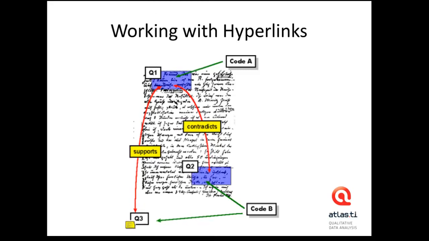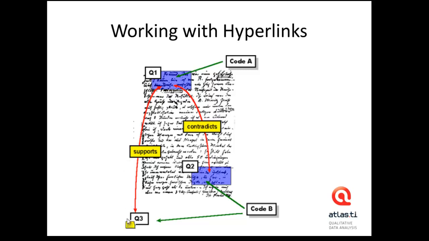So now let's move on to the next main topic here, working with hyperlinks. And when you work with hyperlinks, you work actually on the data level. So there's no need actually to code. You can just simply create quotations in Atlas. Well, these happen to be coded, but they don't have to be coded. Quotation 3, well, it's also coded with code B, but there's no need in Atlas to actually code a quotation. Yeah, and well, codes always collect similar meanings. So quotation 2 and 3 have similar meanings because they're coded with the same code.